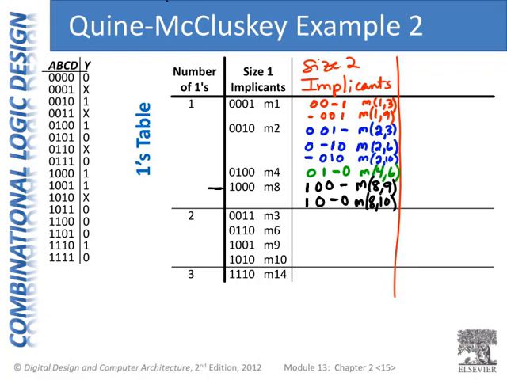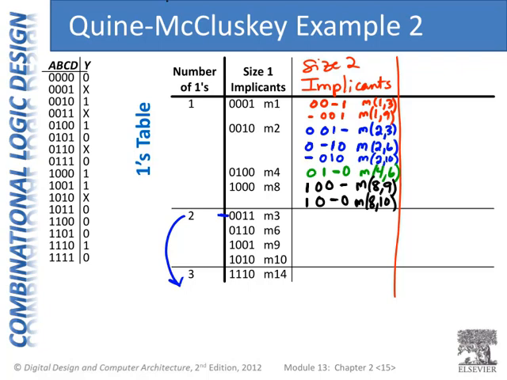Okay, now we're done. Remember that we only combine between adjacent groups. So group 1 with group 2. We don't try to combine group 1 with group 3. So now we're going to try to combine between group 2 and group 3. So in group 3 we only have one minterm, so that'll make it easy.